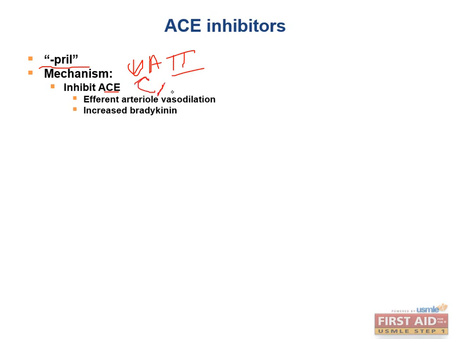Now, what converts angiotensinogen to angiotensin I? That's renin, remember. This is all part of the renin-angiotensin-aldosterone system, the RAS system. So, with reduced angiotensin II levels, this is going to have a number of distinct effects.